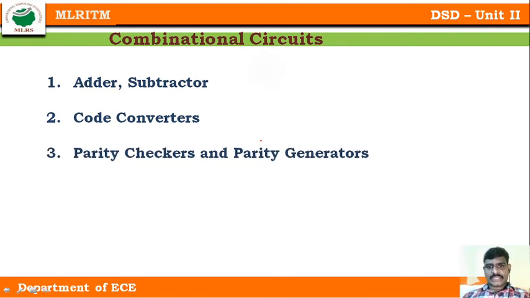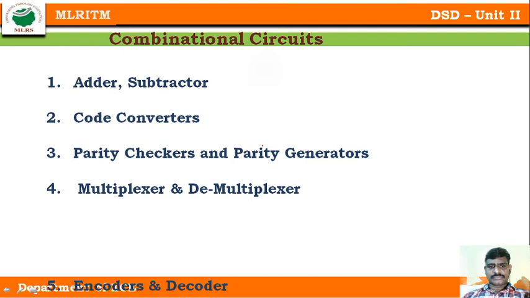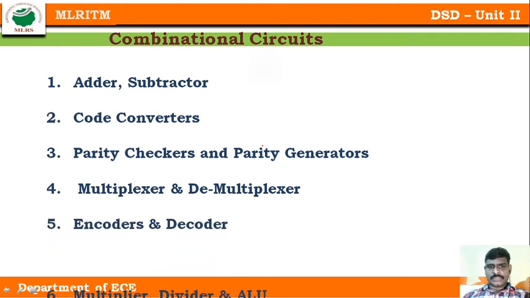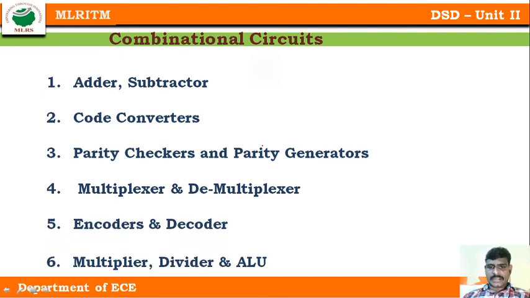Those topics we are going to see in code converters. Then parity checkers and parity generators, multiplexers, demultiplexers, encoders and decoders, and the multiplier, divider, and the design of an arithmetic logic unit. These are some of the combinational circuits, not all of them, which we are going to see in the next videos. But in this particular video we are going to see binary adders only.